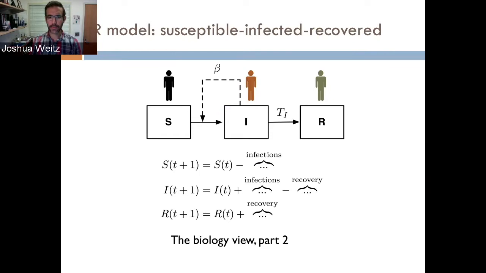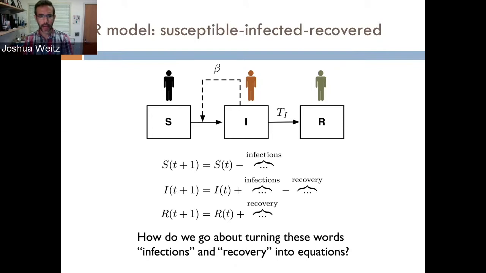Again, these minuses and pluses correspond to the new infections, which reduce or deplete susceptibles, increase the number of infectious individuals, and recovery depletes the number of infectious individuals, increases the number of recovered individuals. So, okay, that's getting a little closer, but we still have to make choices. So how do we go about turning these words, infections and recovery, into equations?